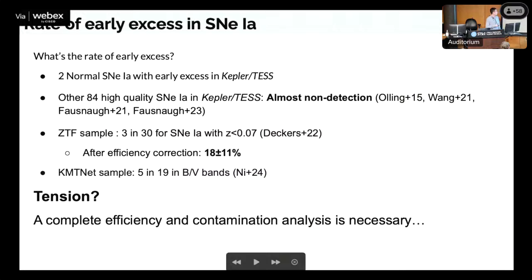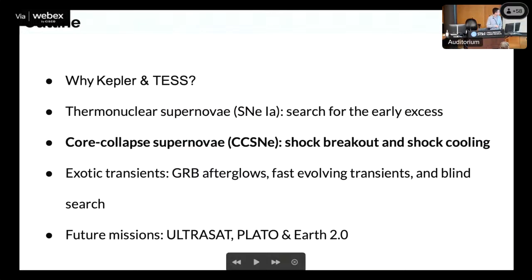So in order to reach some consistency between different surveys, we need to understand this a bit better, and try to reach agreement about what the proper definition of the early excess is and the predictions from different models. So that's for the Type Ia. Next, I'm going to look into the core-collapse supernovae.